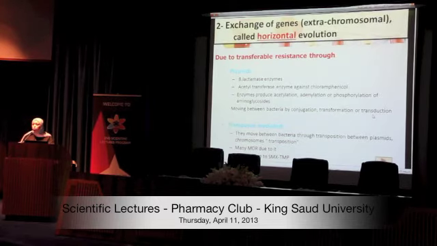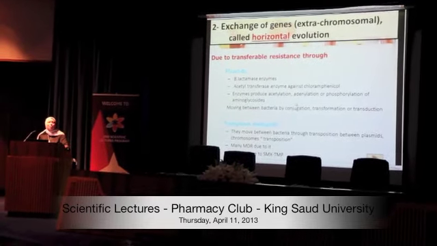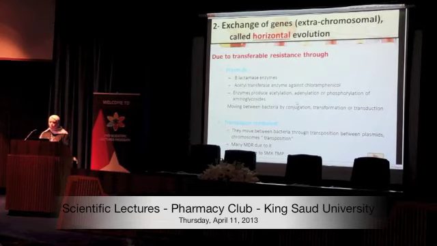Or it's due to exchange of genes. That's what I call infection. Usually bacteria infect other bacteria with resistance. What happens is that the bacteria has a plasmid that can move from one bacteria to another and carries resistance, or transposable genetic elements that can move from one bacteria to another.